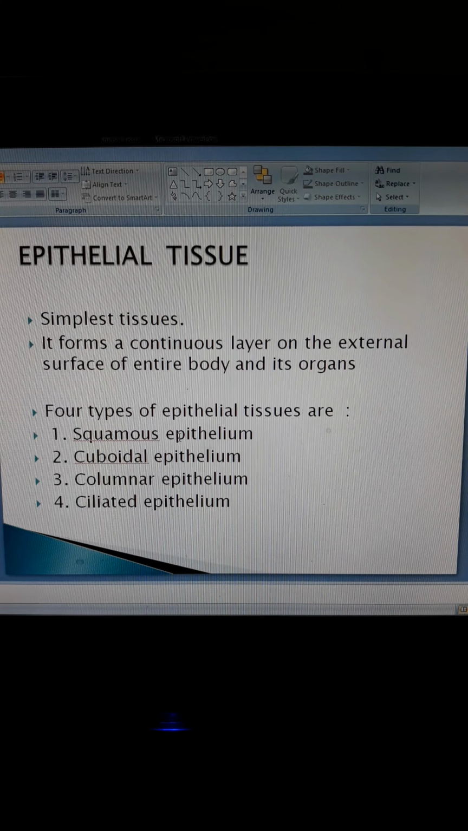Epithelial tissues are the simplest tissues. They form a continuous layer on the external surface of the entire body and its organs. On the basis of the shape and functions of the cells, they have been further classified into four types. First is squamous epithelium, second is cuboidal epithelium, third is columnar epithelium, and fourth is ciliated epithelium.